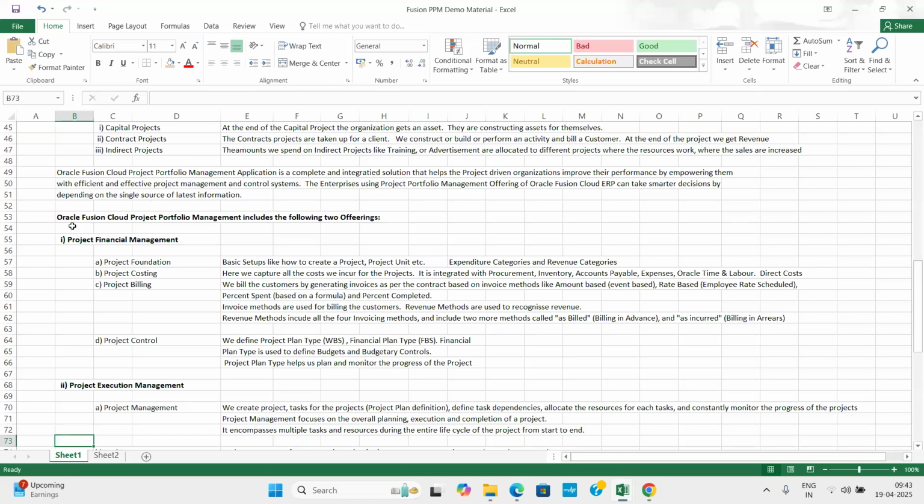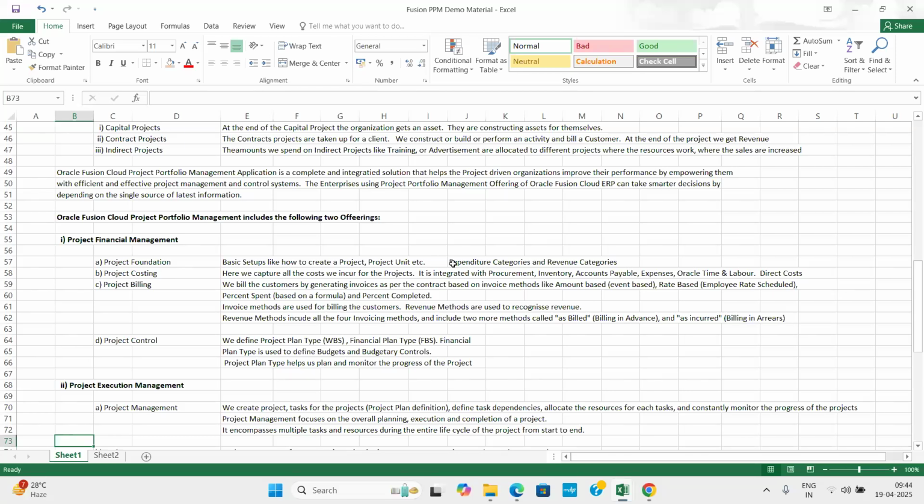Now, Oracle Fusion Cloud Project Portfolio Management includes the following two offerings. First is project foundation. In the project foundation, we do the basic setups, like how to create a project and the project units. We also create expenditure categories and revenue categories. The expenditure categories again come into the expenditure type and expenditure class.